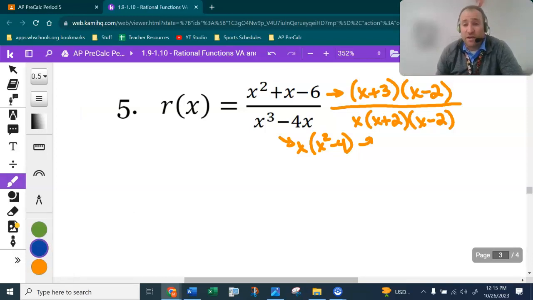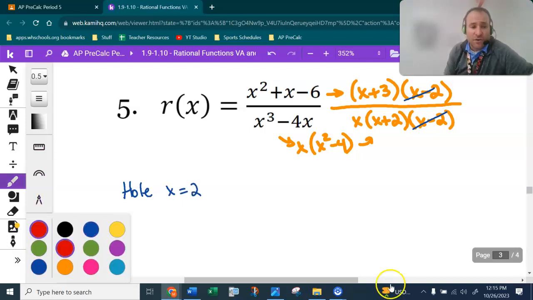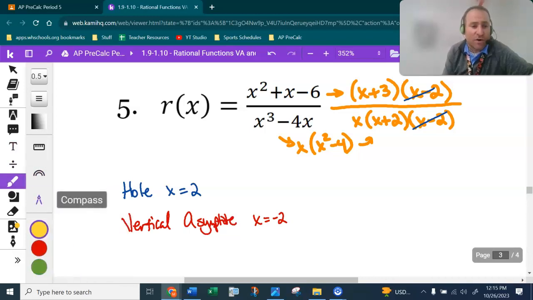Now, you'll notice we do have a common factor of x minus 2 top and bottom, so you know there is going to be a hole where x equals positive 2. You also know that since we have an x plus 2 in the denominator, we're going to have a vertical asymptote at x equals minus 2. Now we just need to find the y value for the hole.